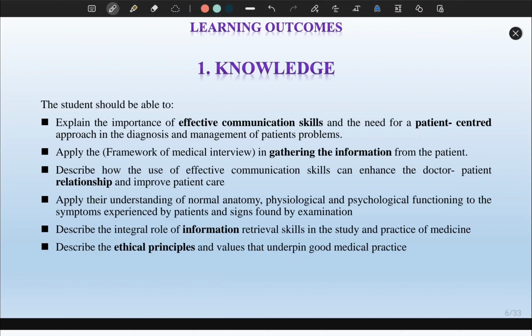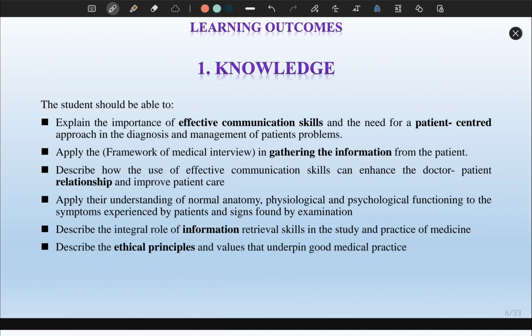Okay? And course at the end of the semester, you will be exam tested in the communication skill. But as you know, communication skill is a skill. So examination will be more practical in the form of OSCE station.